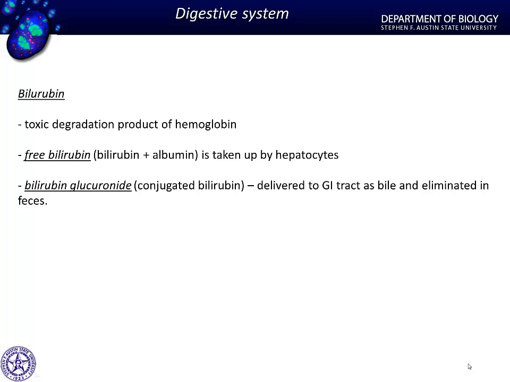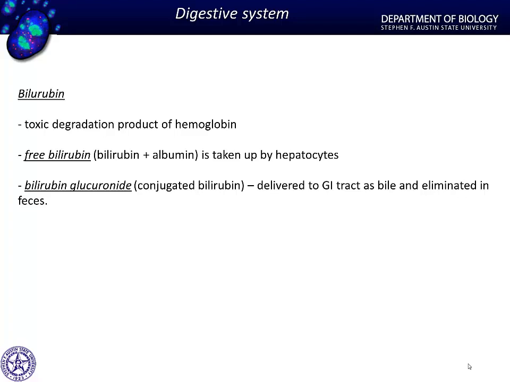Now, as we mentioned, bilirubin is going to be the byproduct of the breakdown of red blood cells, the heme group. And this bilirubin is first going to be processed by macrophages. And so we're going to bring in free bilirubin. Now, it is conjugated with albumin to make it water soluble to transport from, let's say, the spleen to the liver.